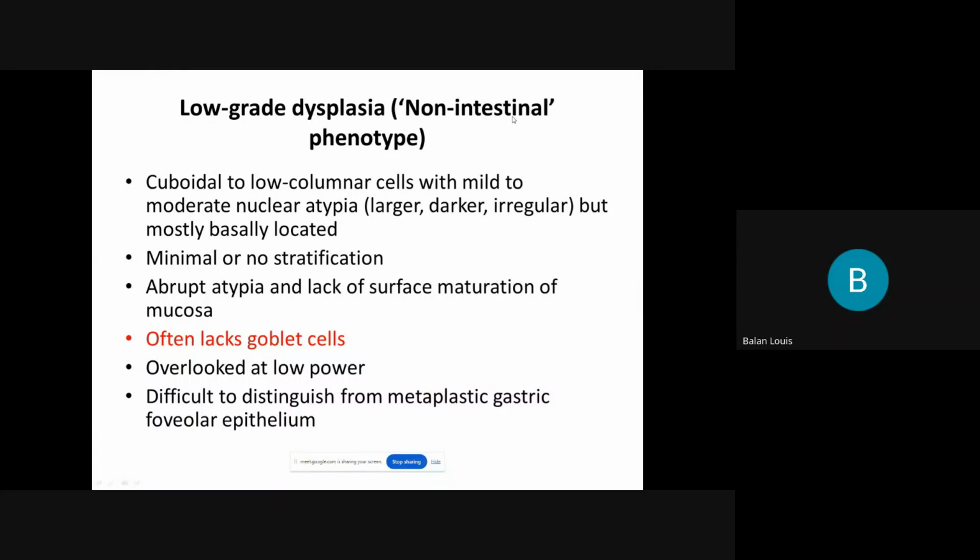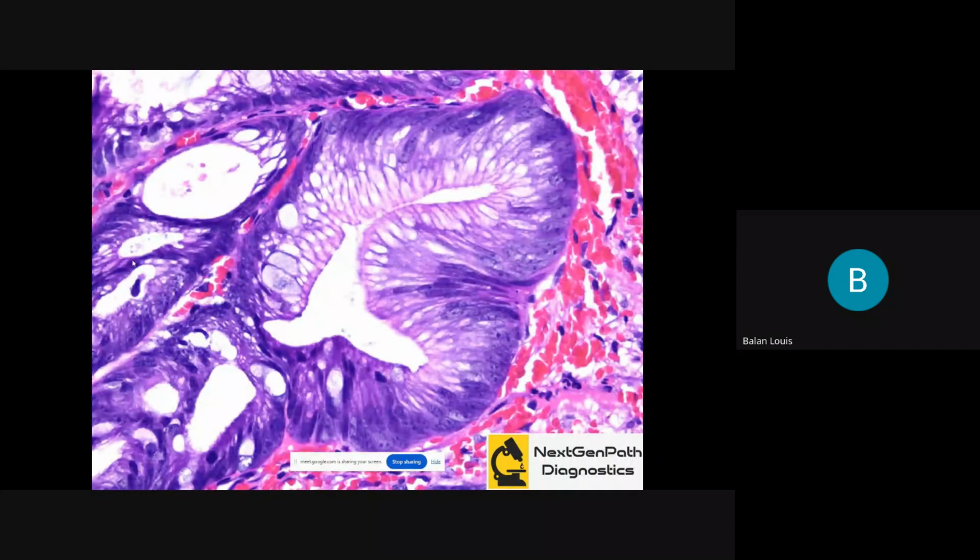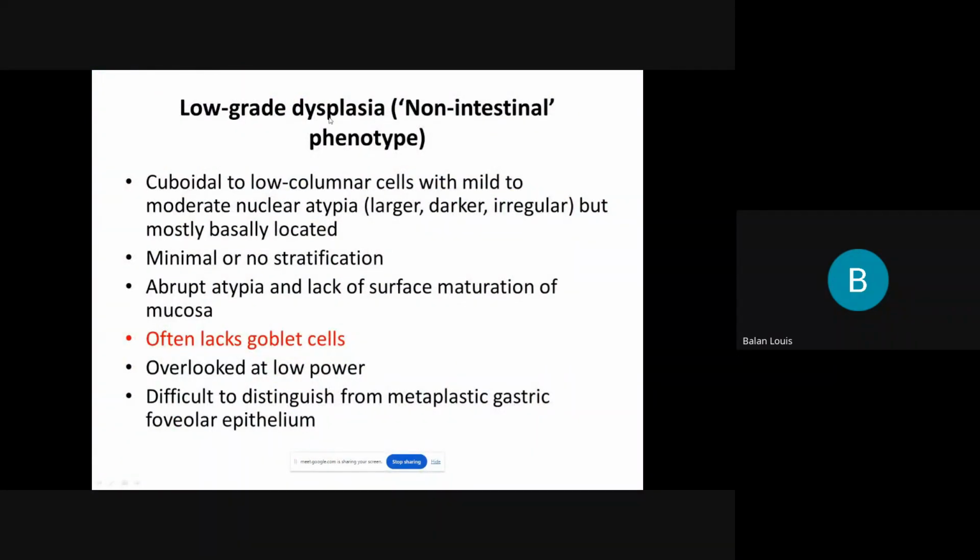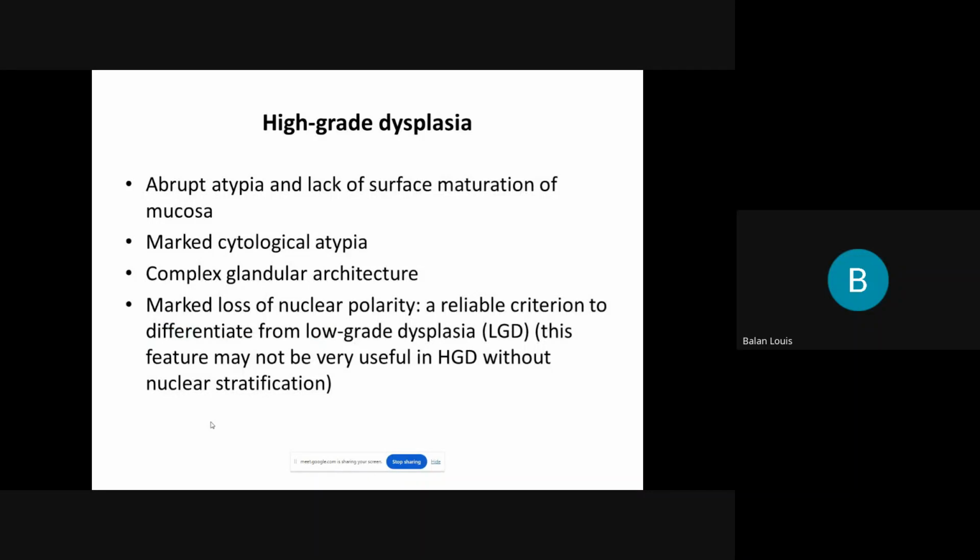So, low-grade dysplasia, non-intestinal type is cuboidal to columnar cells with mild to moderate nuclear atypia, minimal or no nuclear stratification, abrupt atypia, and lack of surface maturation. Often they lack goblet cells. So, this type I showed is intestinal type because you also have goblet cells. Whereas in non-intestinal type, you don't have goblet cells, but still they are dysplastic, and it is low-grade dysplasia. It is usually difficult to distinguish from metaplastic gastric foveolar epithelium since the grade of dysplasia is low.